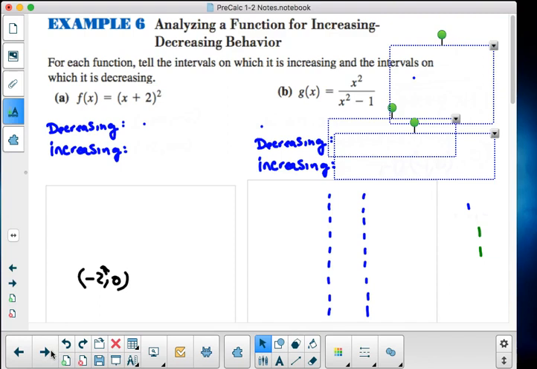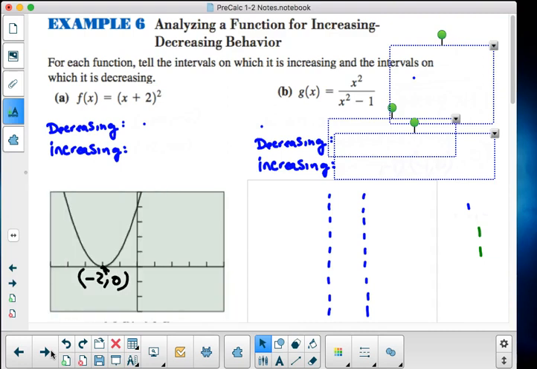I just love it when it's not behaving the way I want it to. I'm going to tell you right now that's negative 2, 0. Okay, I want to be fair. And you can look at my graph. It's a parabola that has been slid left to negative 2, 0.